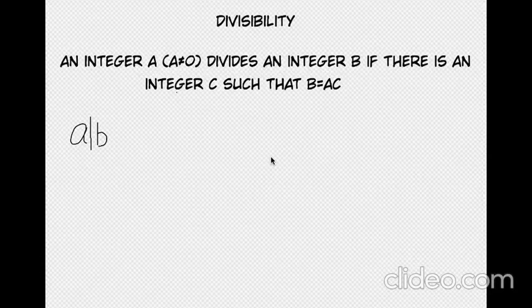In this video, I'm going to talk about divisibility. Divisibility is a very common theme in a lot of math competition problems, and I'm going to try to explain the definition as well as some of the basic properties.